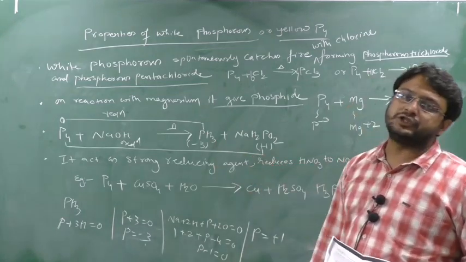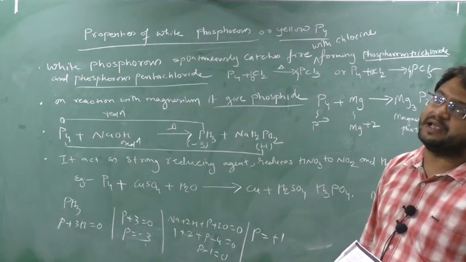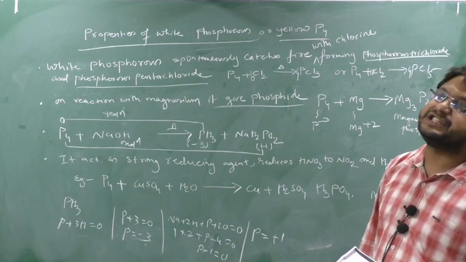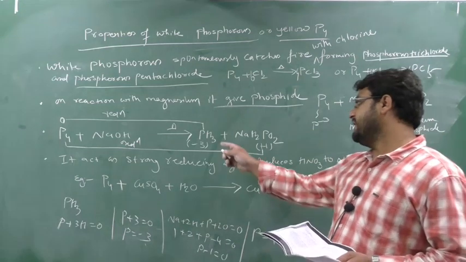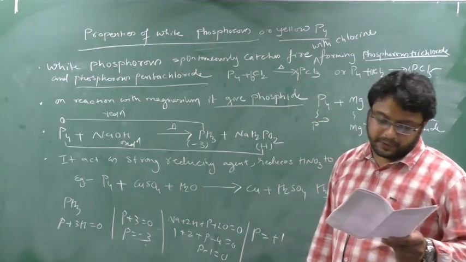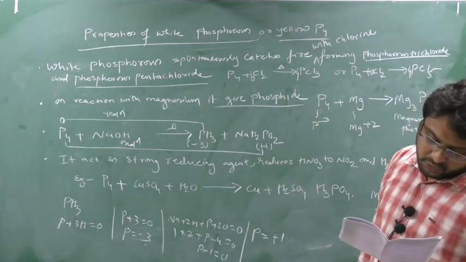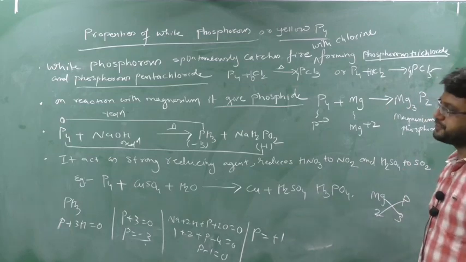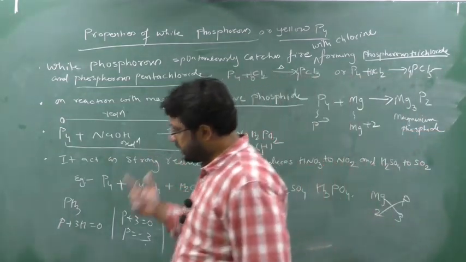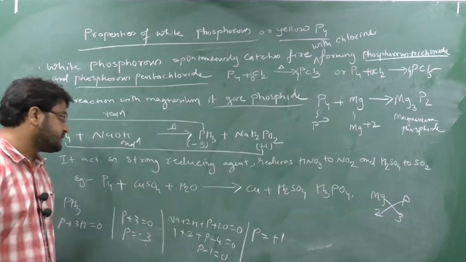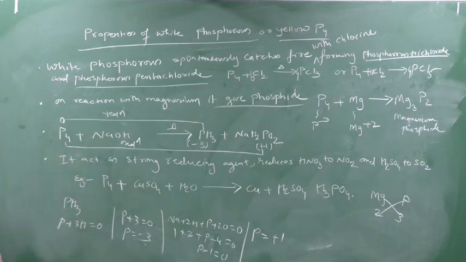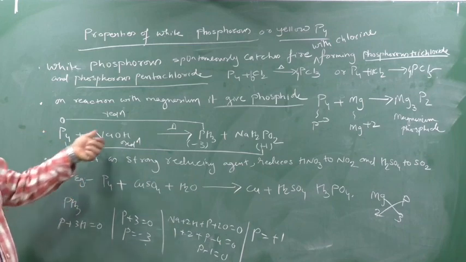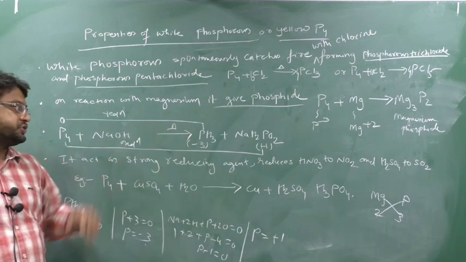Phosphine, that is PH3, and sodium hypophosphite. Clear? So this is one chemical property: phosphorus on reacting with an alkali will form two compounds, and this phosphorus will undergo a disproportionation reaction in a basic media.